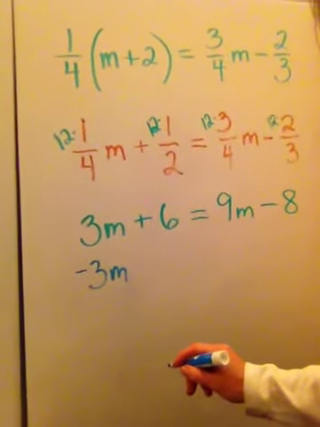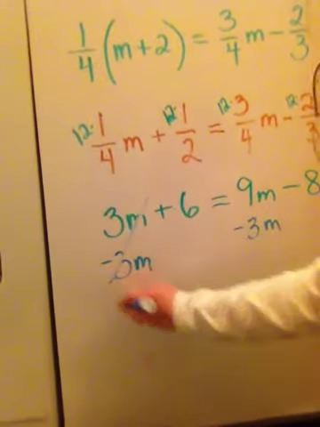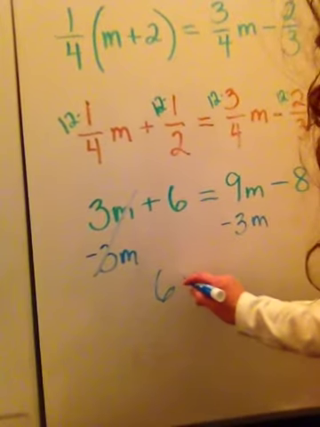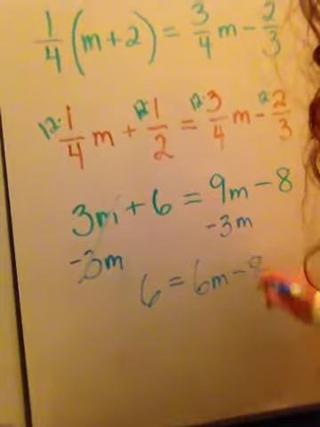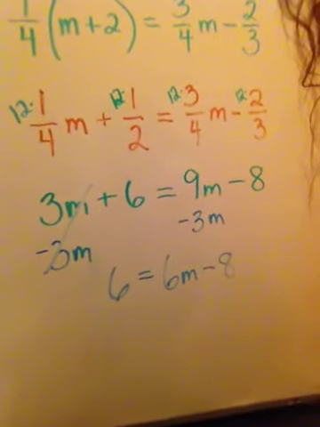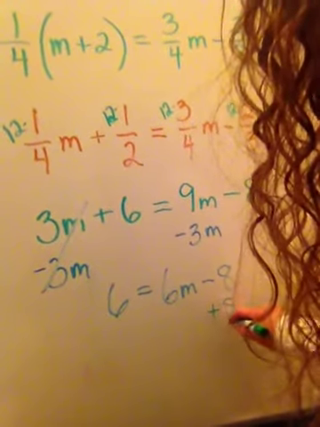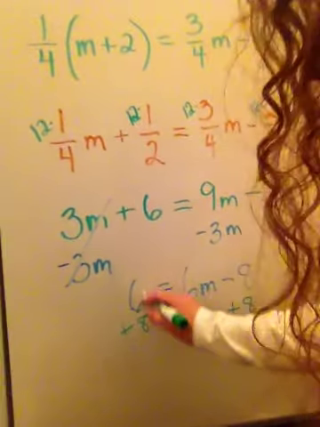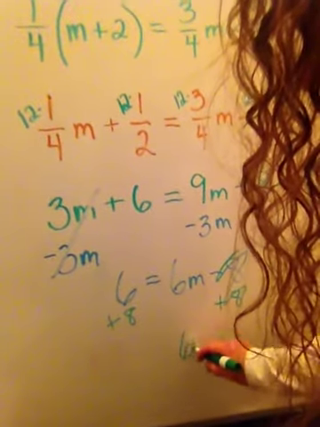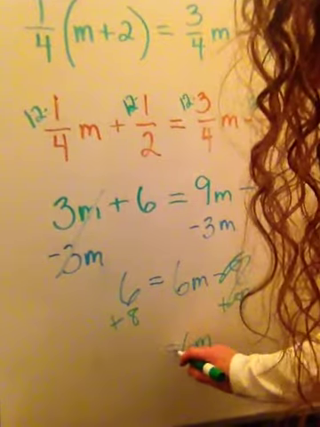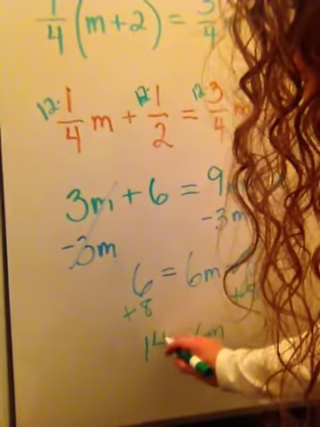So I'm going to subtract 3m from both sides. So those are gone. So I'm left with 6 equals 6m minus 8. And I'm going to add 8 to both sides so I can get that 8 over with its number friend. Those are gone, so I'm left with 6m on this side equals 6 plus 8 is 14.